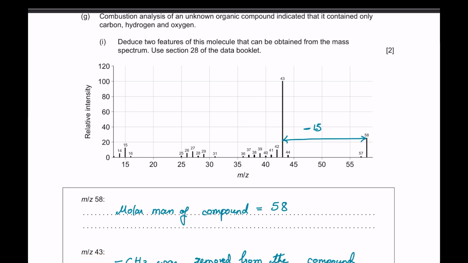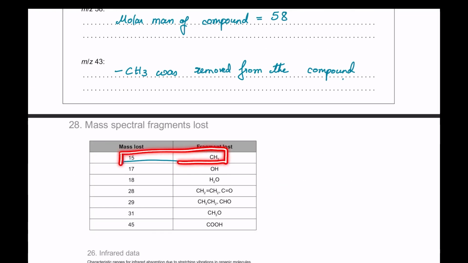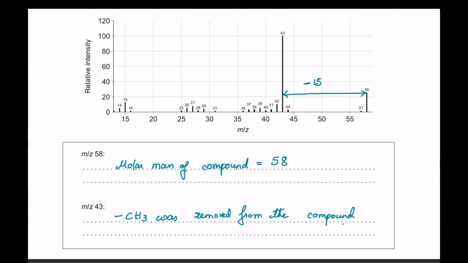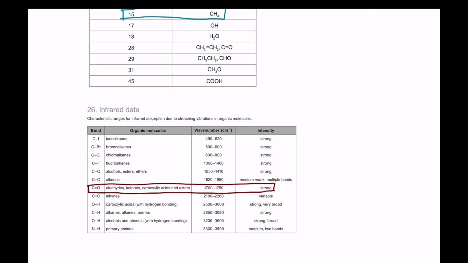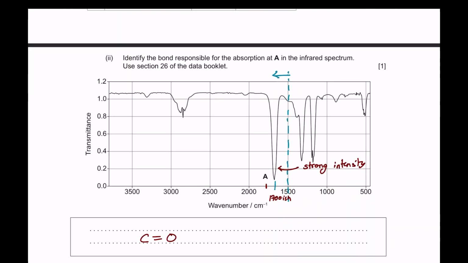What exactly happened between them? You see that the mass difference between them is 15. If the mass difference is 15, we can say that a methyl group was removed from the compound. We have to use section 28 of the data booklet. Mass loss of 15 means we have lost a CH3, or the methyl group. That's all about part 1 of G. Now we can go here, that is part 2. There's an infrared spectrum.